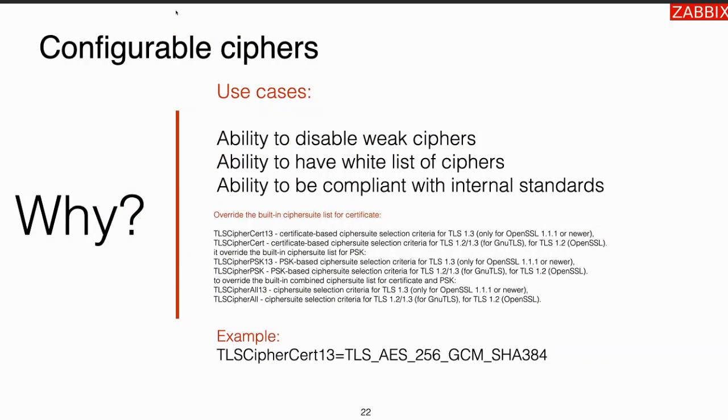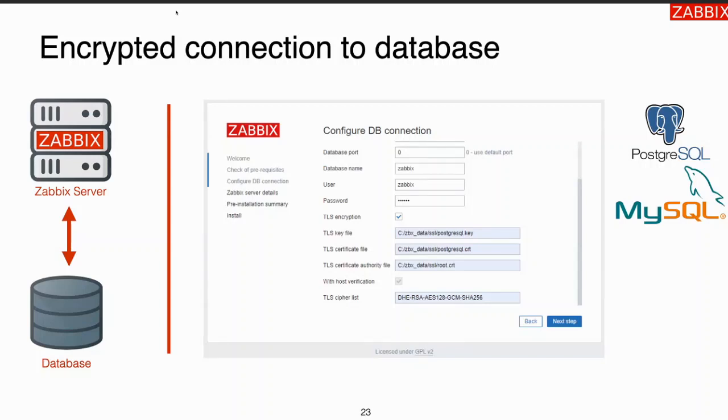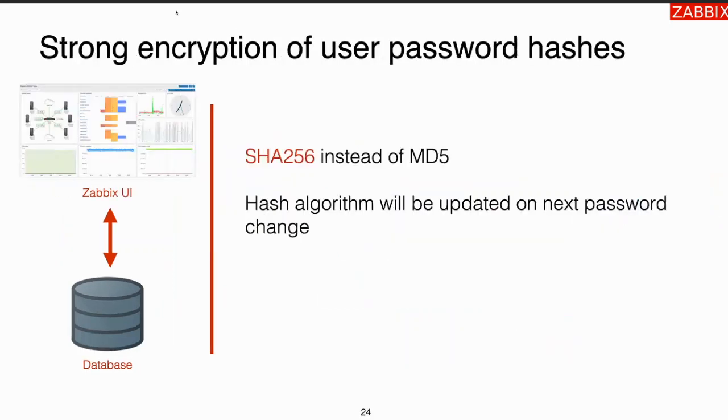Configurable ciphers for TLS is another nice feature, especially for those who care about security very much, and it really helps you to be compliant with external security standards. So basically, it's about the ability to have a wide list of ciphers. This may disable some ciphers which are considered to be weak. What else? Now it is possible to have an encrypted connection to the database. So if you run Postgres or MySQL with the Zabbix server or Zabbix proxy, the communication between the Zabbix server and proxy and your database can be encrypted. Also, we use the strong hash SHA-256 instead of MD5, which is considered not secure anymore, for keeping hashes of user passwords in the Zabbix database.